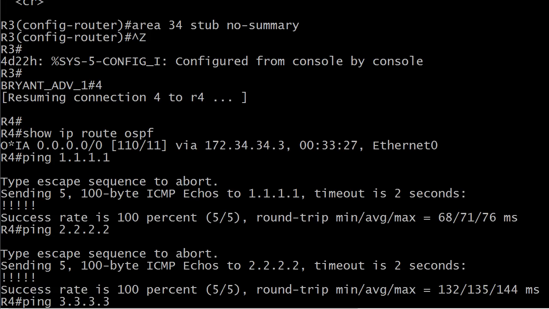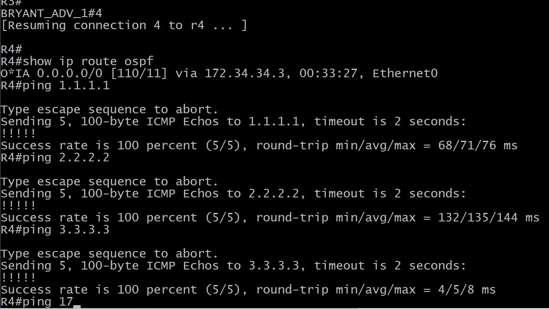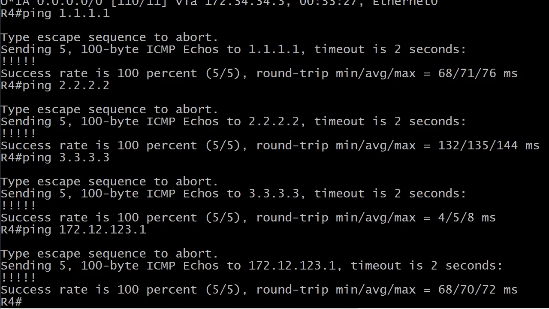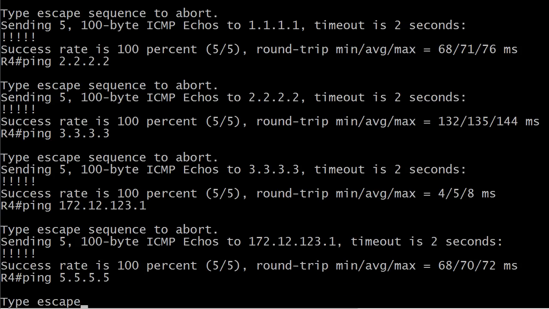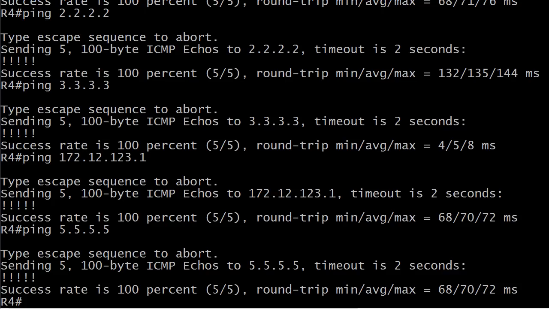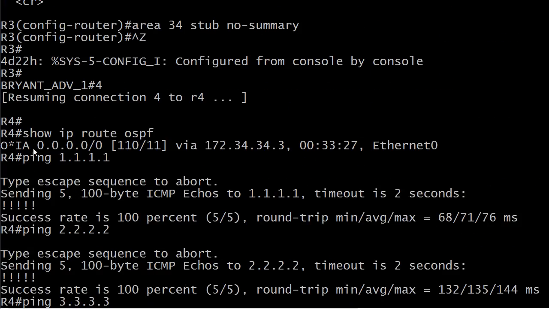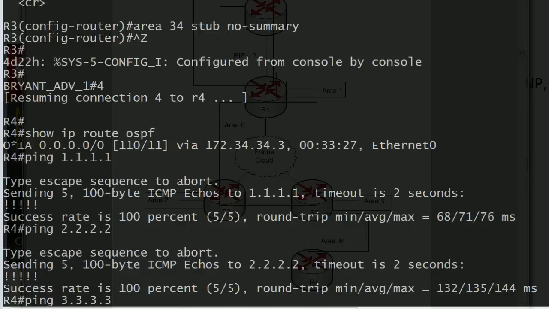We'll just do one here on .1 on the frame network, and we're good. And as a matter of fact, we'll go ahead and ping one of the networks that's up on router 5, and we're good as gold. So we still have all our connectivity, but again, we were able to knock our routing table down from 10 routes to 1 by making this a total stub area.